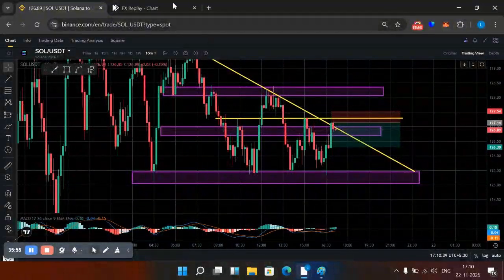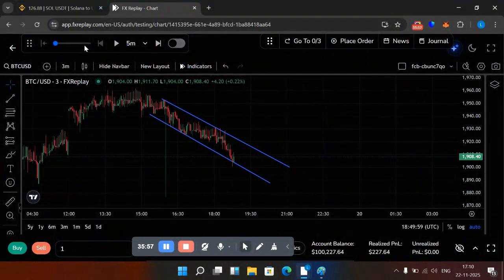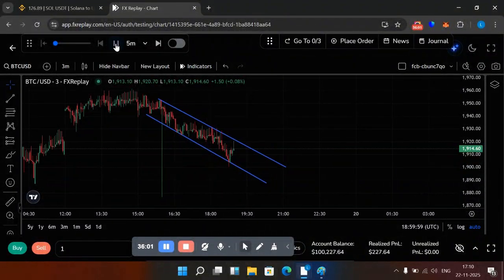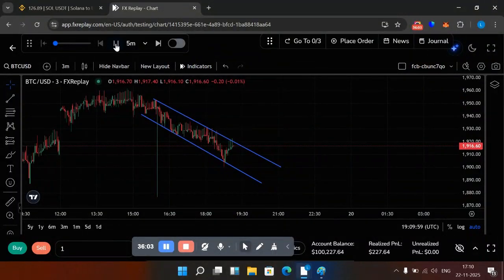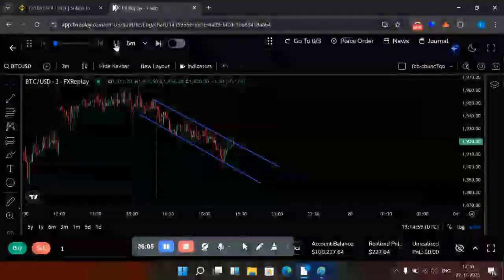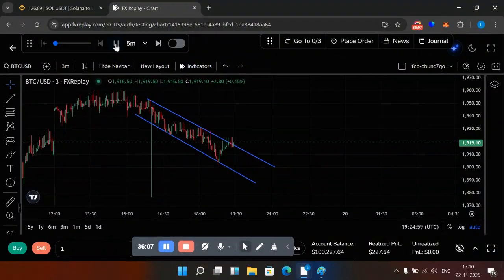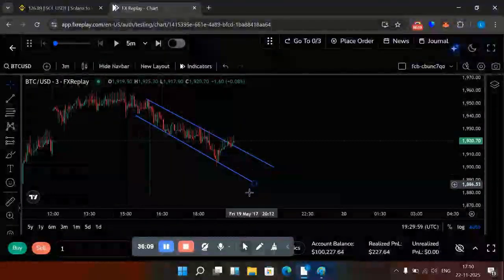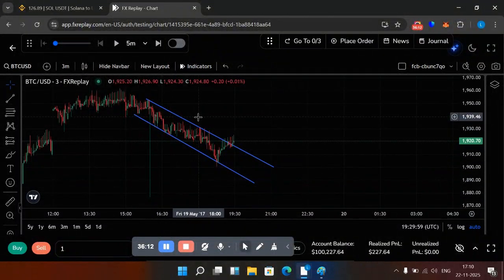You can see this yellow again is being respected. Fine, now let's wait for this. Let's go. Let's wait for a breakout. No, this is not a breakout. Fine, look at this. It is not a breakout. This is the kind of breakout we need.